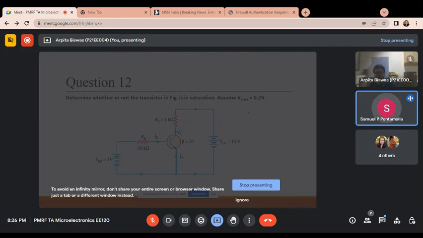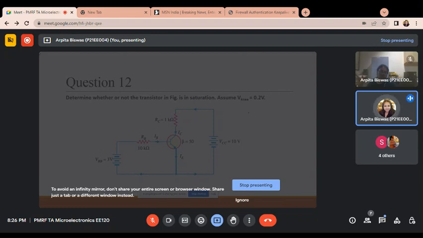Madam, here VBE for germanium is 0.1, madam. 0.2. Here knee voltage. VBE, madam. Okay, knee voltage is given as 0.2, and all the things are given. You just have to find out whether the circuit is in saturation mode or not. Is the transistor in saturation mode?